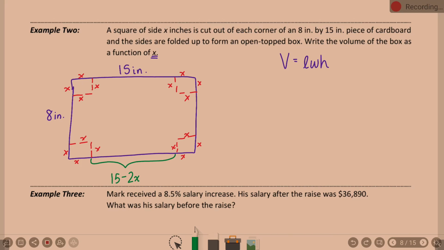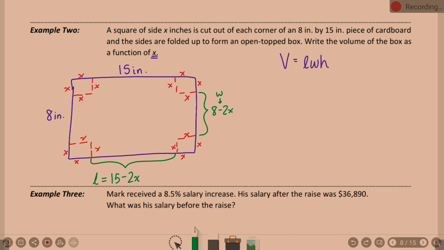That is my length. Thoughts about the width? Same thing, but it's going to be 8 minus 2x. The whole width was 8, but you take away an x from each side, so it's 8 minus 2x, and that is your new width.